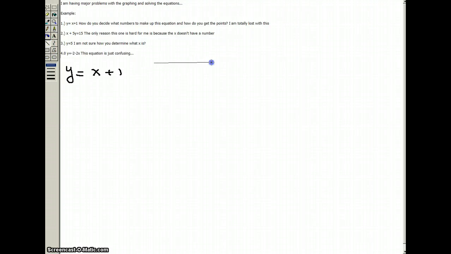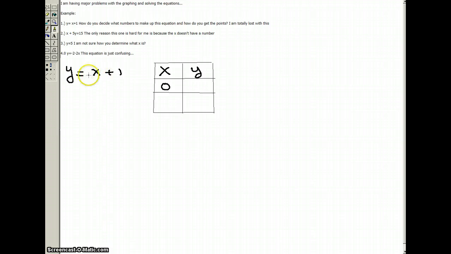One simple way is to draw a little table here. I'd like to have a table with, let's see, maybe 3 rows and 2 columns should take care of this. Let's call it x, y. Now pick any value for x. What do you like? Pick 0? Okay, let's pick 0. Go ahead and substitute the 0 here.